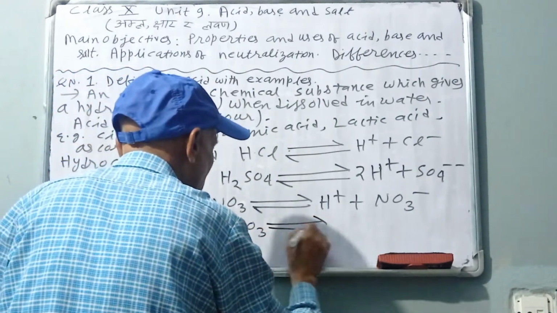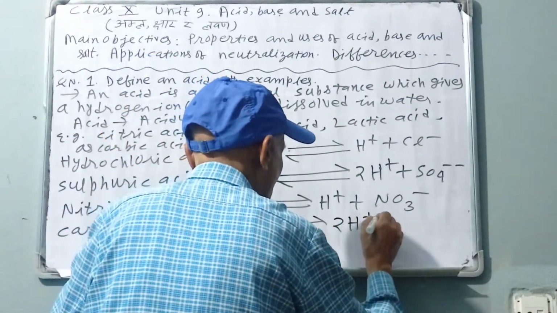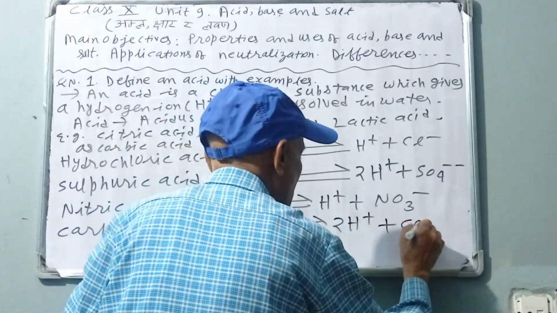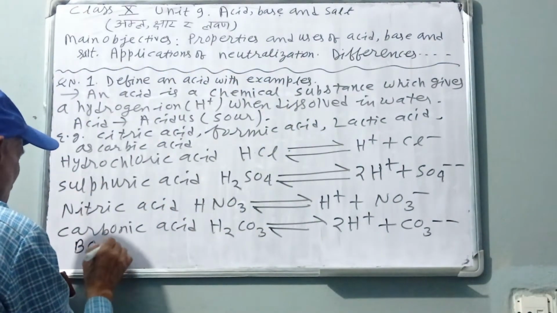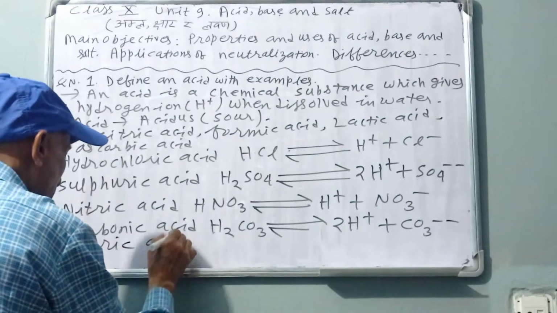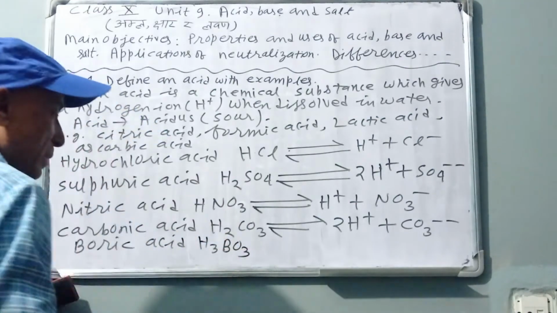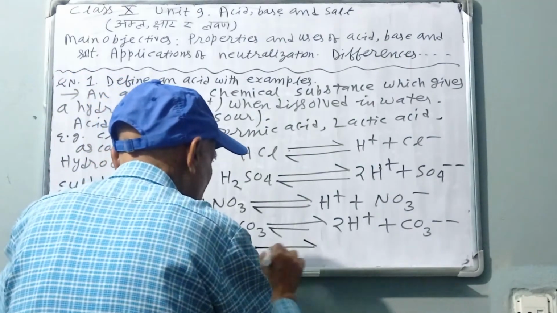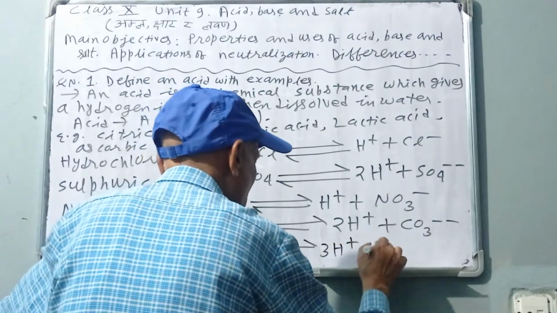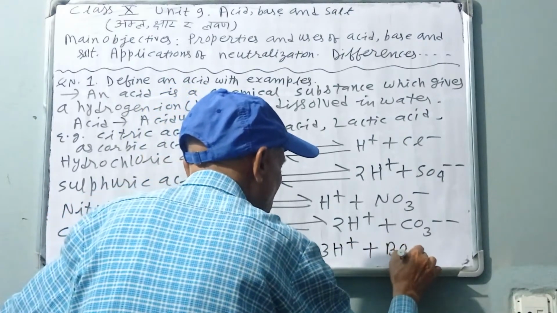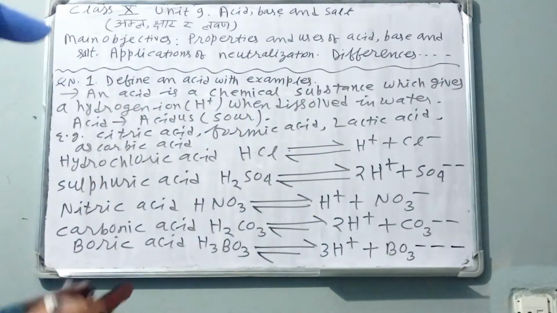H2CO3, which gives 2H plus and CO3 minus. And we have boric acid, H3BO3, which gives 3H plus and BO3 minus. In the same way, phosphoric acid also.